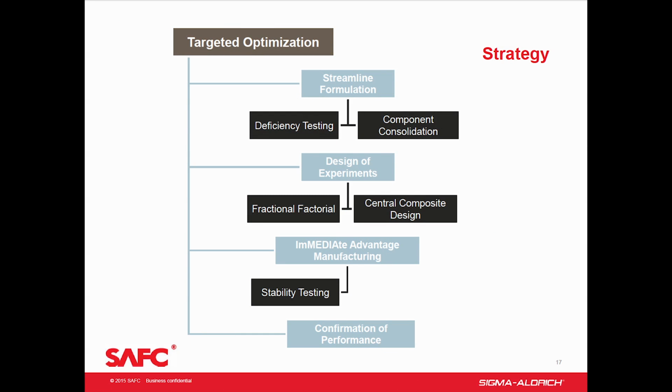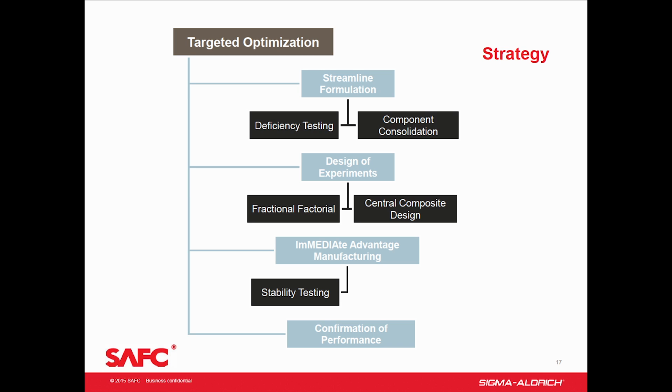So this is the strategy we use for this particular project, the targeted optimization. Once we had the targeted formulation, we want to make sure the formulation is streamlined by using deficiency testing and component consolidation. While we're talking about component consolidation, if you have iron in there, there are a couple of different forms of iron, you maybe want to put those into one form of iron. And then we would proceed to design of experiments. We could do a fractional factorial or central composite designs. Now that you know what components to look at, you can start putting them into these focused DOE designs and start really nailing down what components have what kind of response.